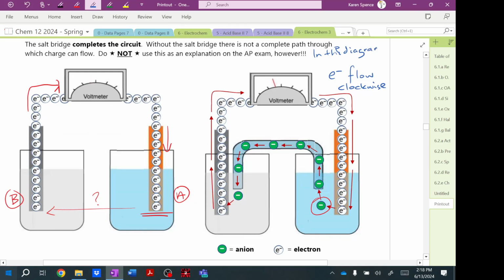Now, are the electrons always going to flow clockwise? No, it depends on which side. Like if you were to take the whole thing and just turn it around, they would flow counterclockwise because you're looking at it from the opposite side. But in this case, they flow clockwise. Which direction would cations flow? Cations would flow counterclockwise.